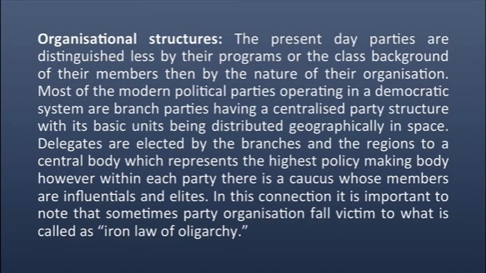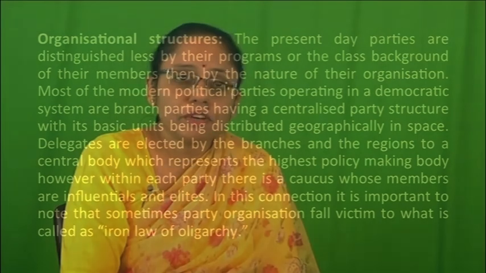In this connection, it is important to note that sometimes political parties also fall victim to what is known as the iron law of oligarchy. Regardless of how democratic a political party may be in the starting, it may eventually develop some oligarchic tendencies, that is, a few persons in a political party tend to control the whole structure of the political party or dominate that particular party, and that is very important because it influences the public policy formulation.